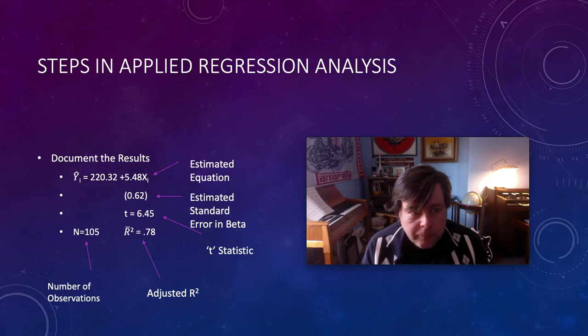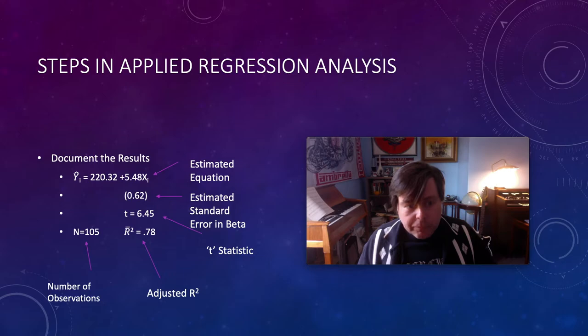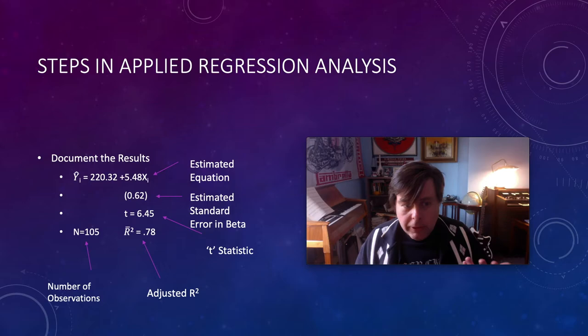Okay, now over there, you can all read this, right? So I'm not going to spend a huge amount of time talking about this. This is your estimated regression output. It looks pretty much like what we saw in the last video, but this is the normal way to document this. Estimated equation there on top, right? Then the estimated standard error in beta, right? So that 0.62 is the estimated standard error in that beta 1 in this case above it, 5.48.